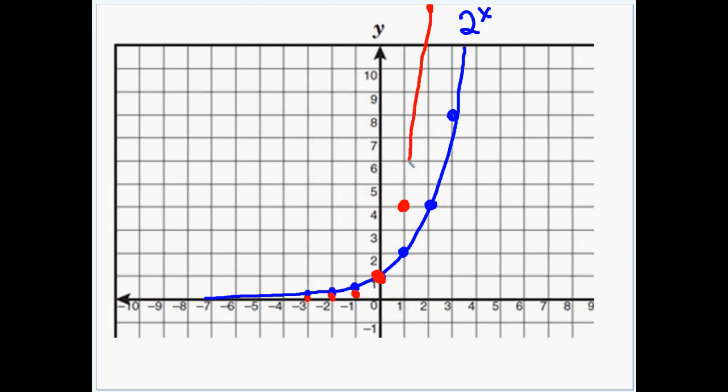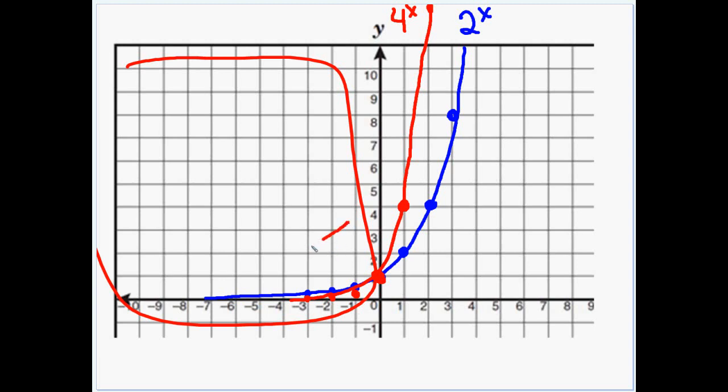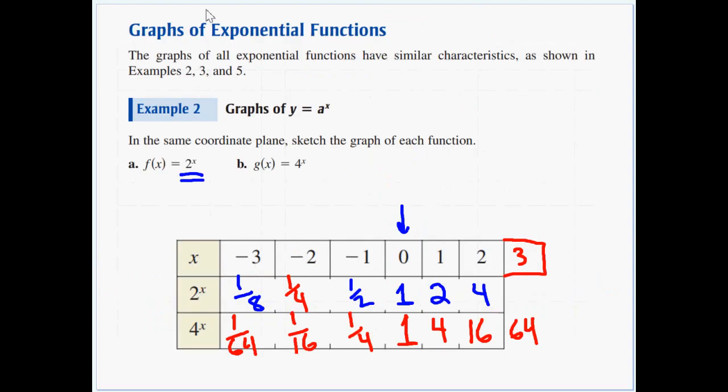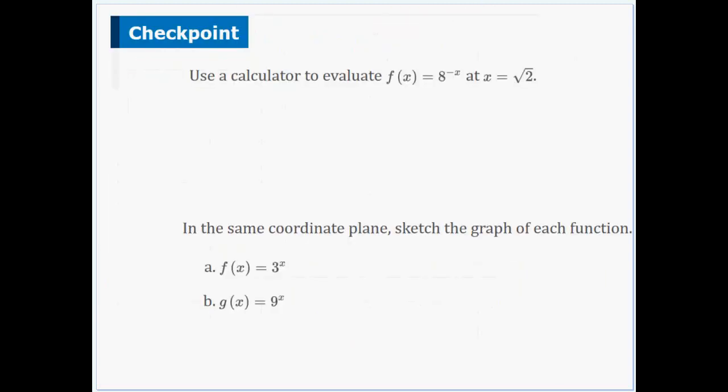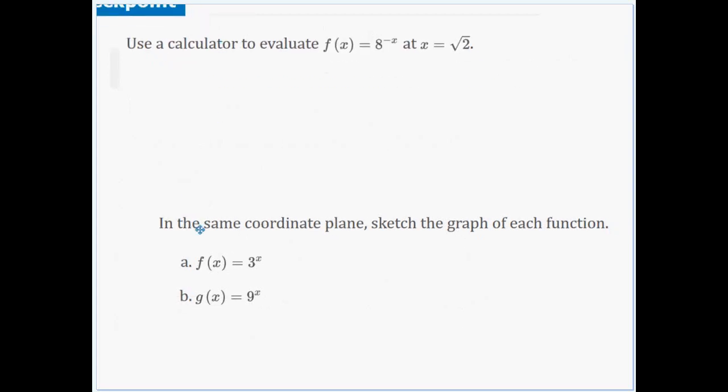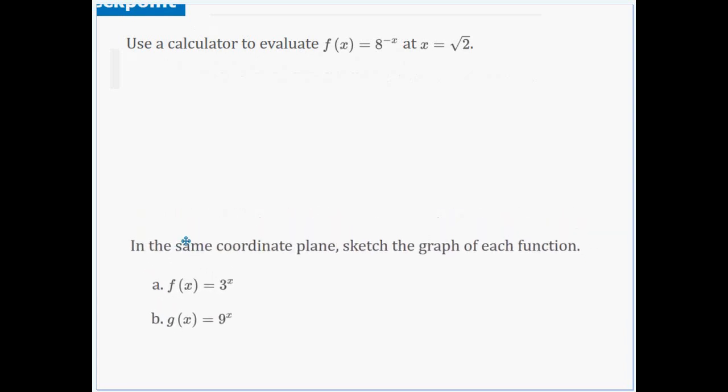And let's see if we can do this one. All right, good enough. The red one there is 4 to the x. Notice over here in the second quadrant, we're approaching the x-axis as we head toward negative infinity. And as we head out toward positive infinity, our graphs are growing exponentially steep. And yeah, that's it for example 2. Here's a couple for you. You know the drill. Pause the video and try these out. And then start the video back up and see if you got them right.